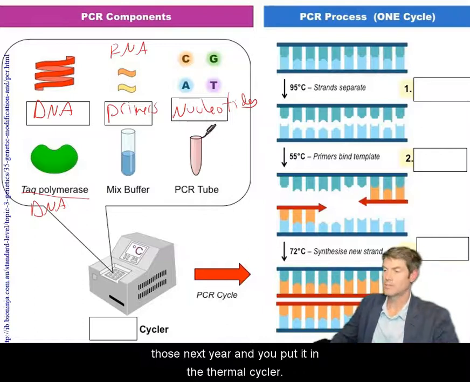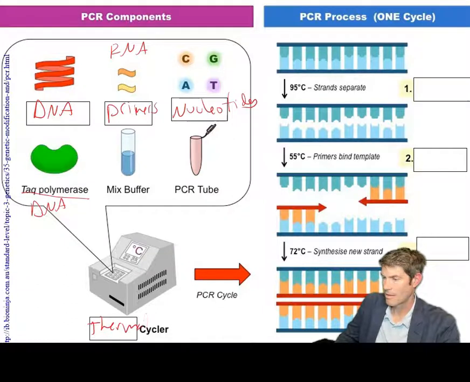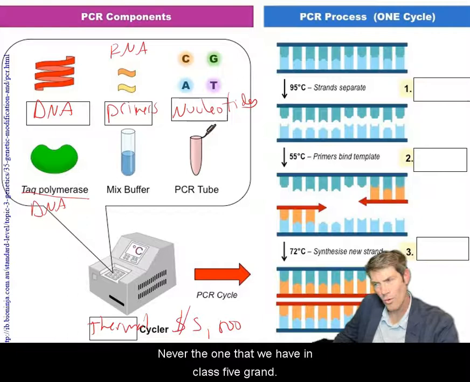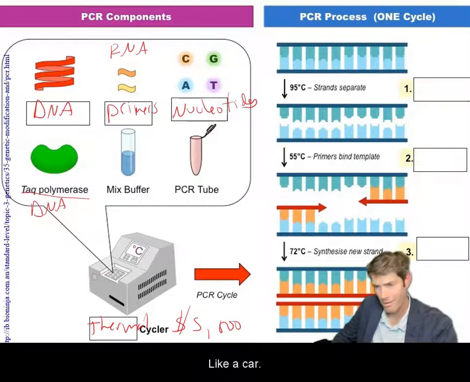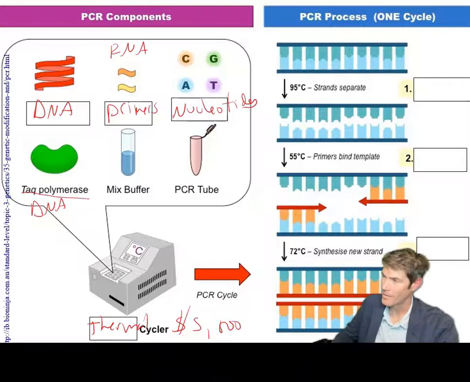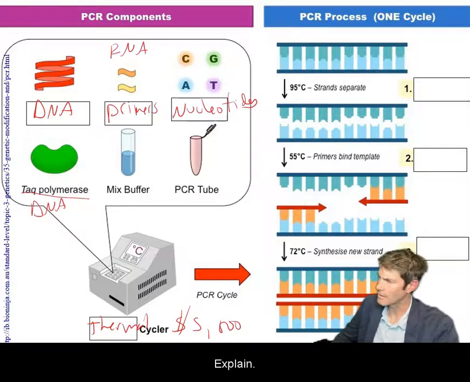So you put all those mixture and you put it in the thermal cycler. Remember the one that we have in class, $5,000. Woo! It's like a car. Ha! Don't be selling it on OfferUp. And I was taking you through, I had you come over, show the process, or explain.